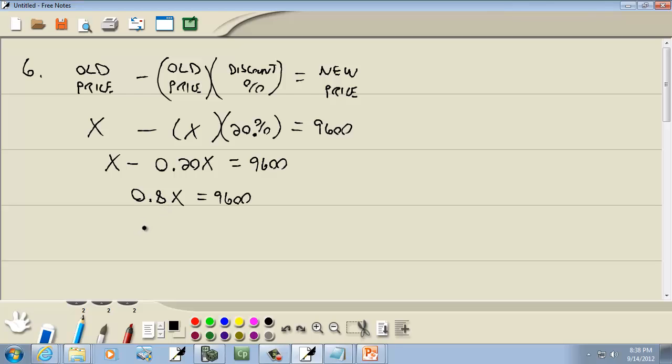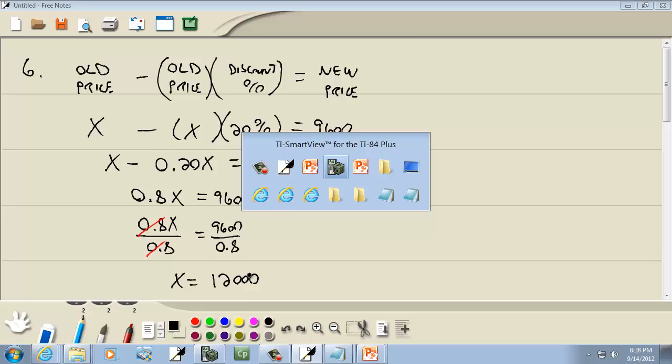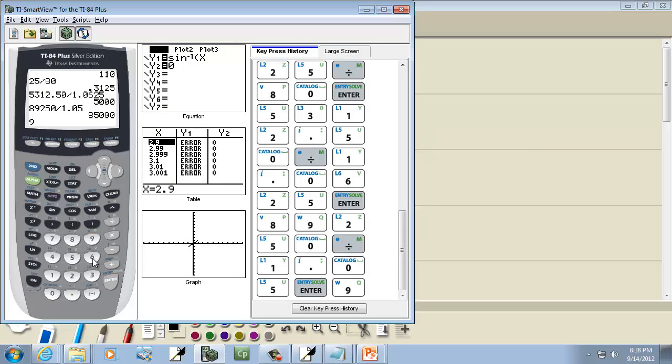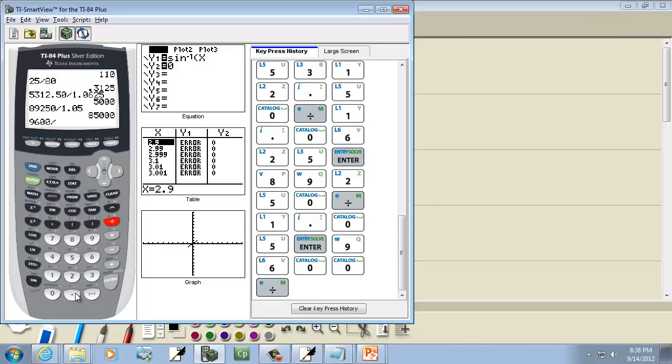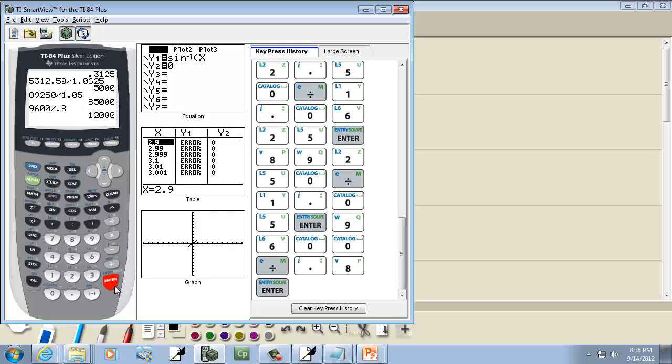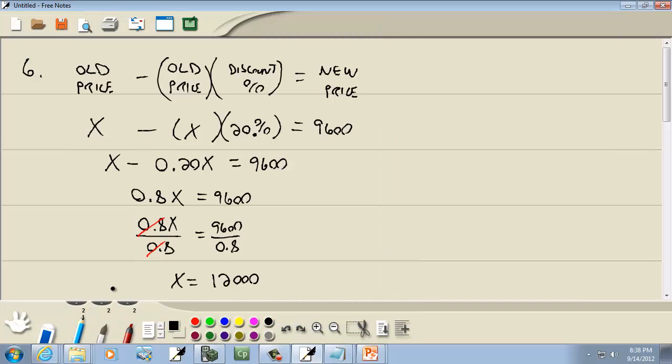Okay, our last step. Divide both sides by the number in front of your x. So we're going to divide both sides by 0.8. And those cancel there. And I think it's 12,000. Let me go put it in the calculator and see. So 9,600 divided by 0.8. 12,000. Okay, so that's our answer.